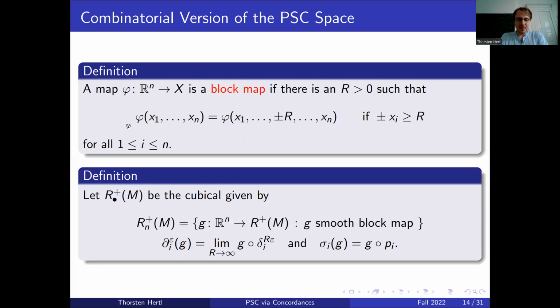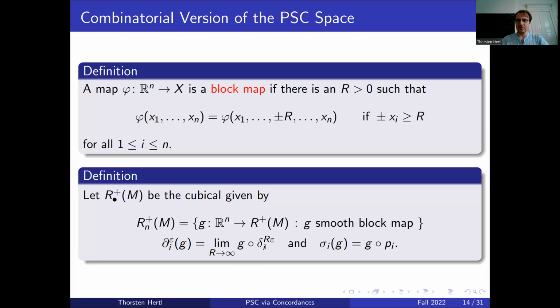And with this notion of block map, I'm able to give a combinatorial model for the space of positive scalar curvature metrics on the manifold M. Namely, this is the cubical set of all smooth block maps from R^n into the space of Riemannian metrics.